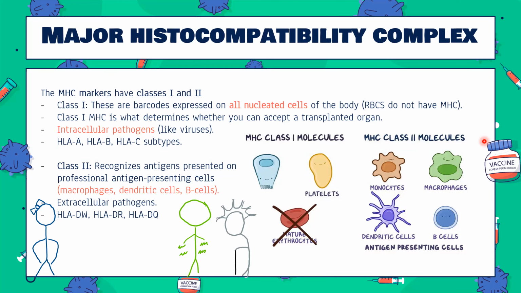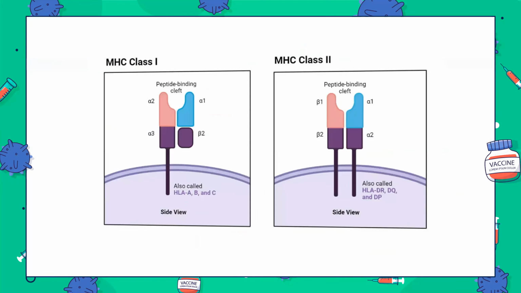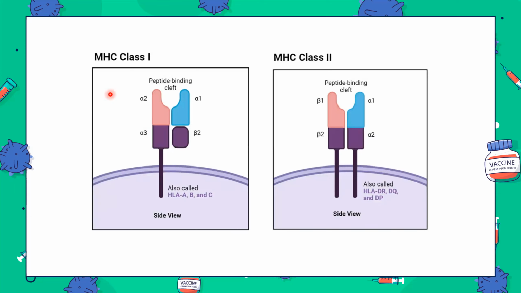Now, looking at the MHC class 1 and 2 structurally, as you guys can see, MHC class 1 only passes through the membrane once. MHC class 2 passes through the membrane twice. Also, MHC class 1 is going to have 2 alpha subunits on the top, while MHC class 2 is going to have an alpha and a beta subunit on top.